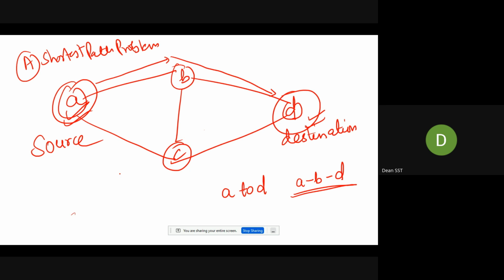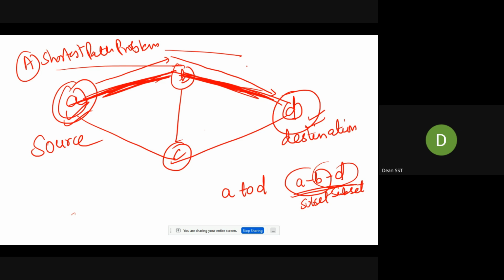Now we know the shortest path from A to D. Just tell me what will be the shortest path from A to B? This one, A to B, a subset. What will be the shortest path from B to D? Again, a subset. So we can say the shortest path problem follows the principle of optimality.